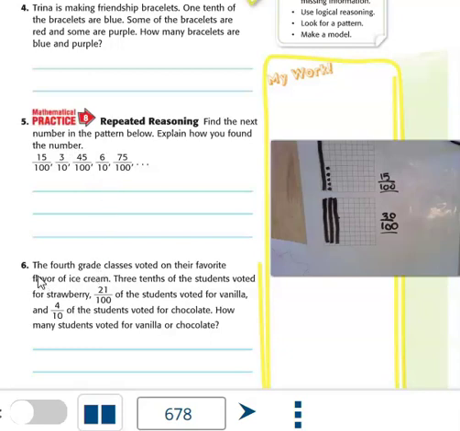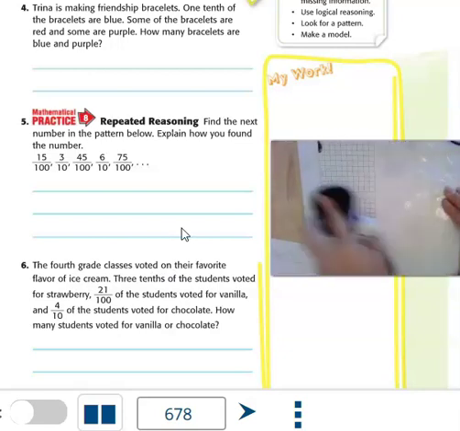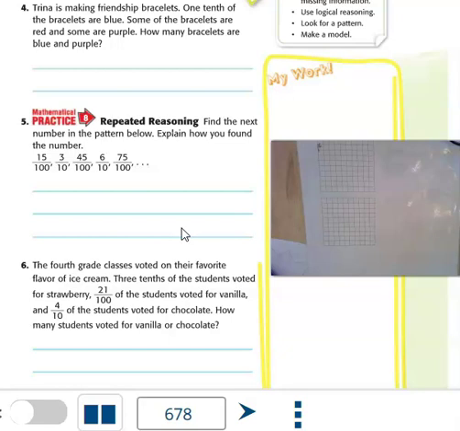Okay, number 6, their favorite flavor of ice cream. 3/10 of the students voted for strawberry, 21/100 of the students voted for vanilla, and 4/10 of the students voted for chocolate. How many students voted for chocolate or vanilla? Okay, so we've got one fraction written in a word, and we've also got some extra information because all it's asking for is vanilla or chocolate.